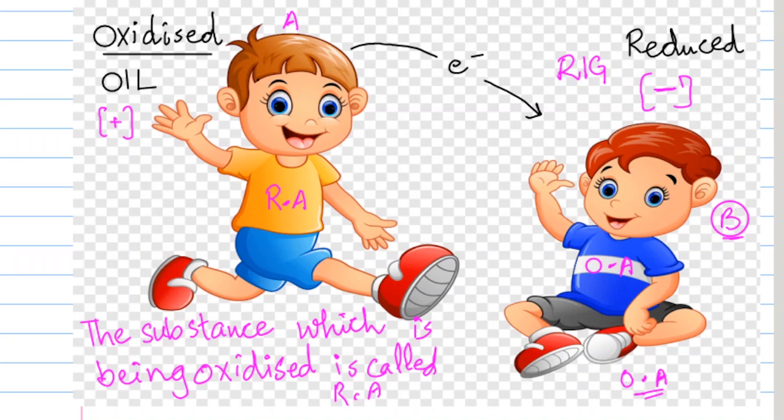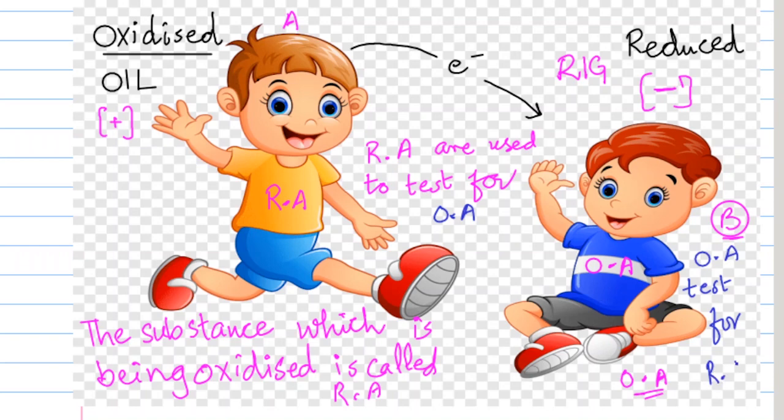So definitely another concept: reducing agent is used to test for oxidizing agent. Another point which you have to memorize is that reducing agents are used to test for oxidizing agents. Similarly, oxidizing agents are used to test for reducing agents. So don't confuse this.